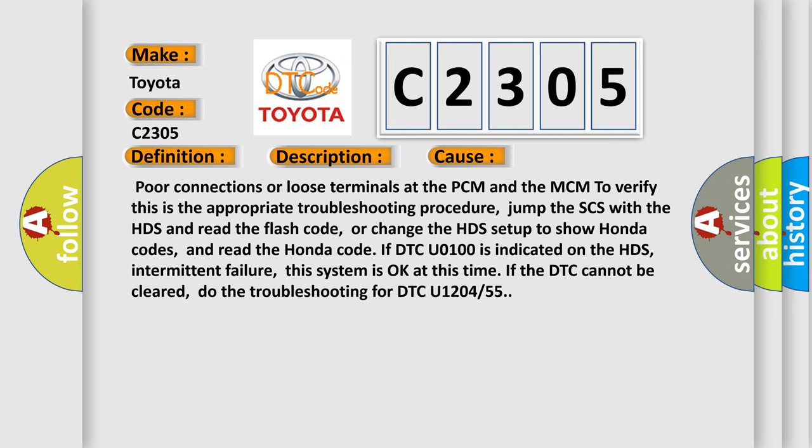To verify this is the appropriate troubleshooting procedure, jump the SCS with the HDS and read the flash code, or change the HDS setup to show Honda codes, and read the Honda code if DTC U0100 is indicated on the HDS. Intermittent failure. This system is okay at this time if the DTC cannot be cleared. Do the troubleshooting for DTC U1204 or 55.